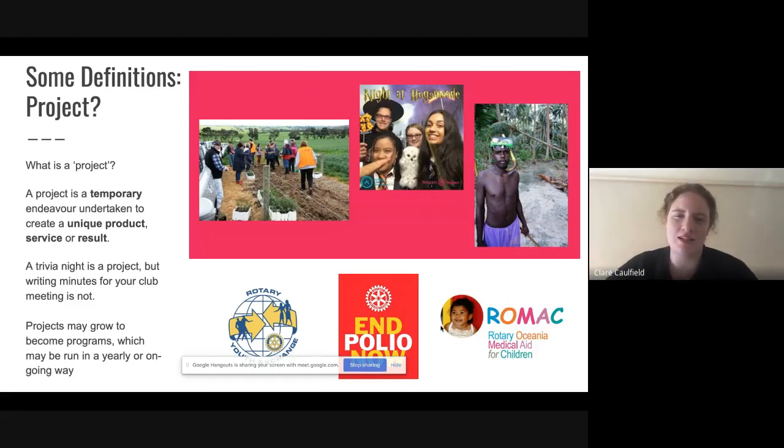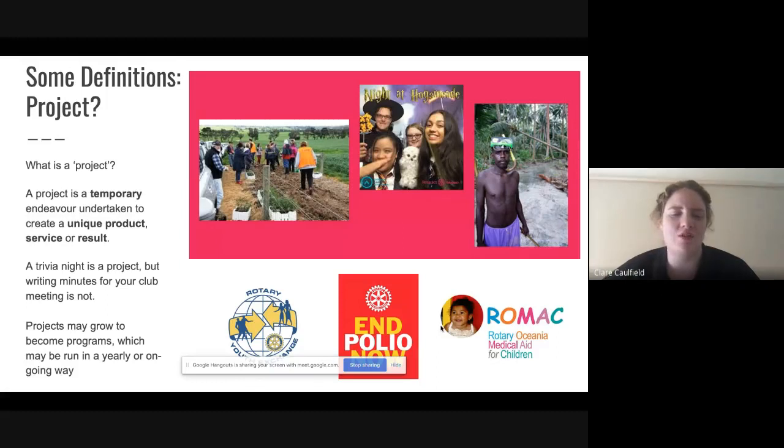So some of the projects listed here, the people to the left planting trees is our district tree planting project. The lovely ladies dressed up in the Harry Potter gear is from a project our club did. It was an experiential event called Night at Hogsmeade. And then there's another project in our district supporting people from the Carteret Islands who are climate change refugees and are currently relocating to the mainland of Papua New Guinea. I bring those examples up because they are projects that we will reference later in the presentation.